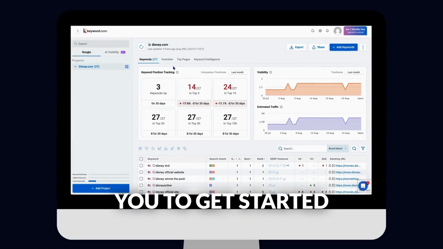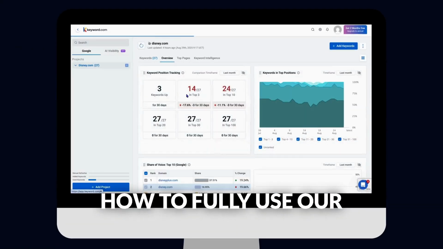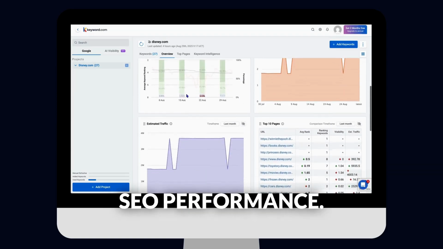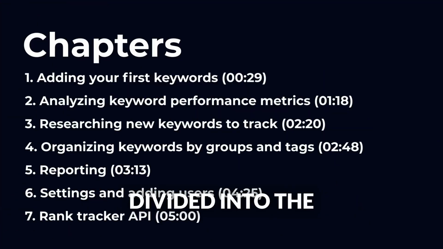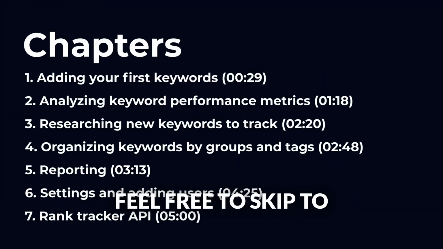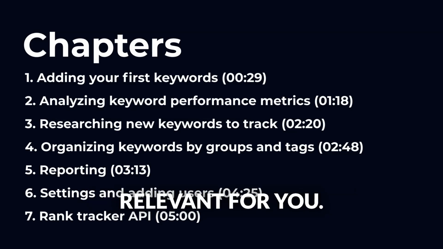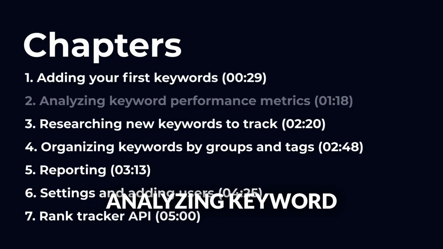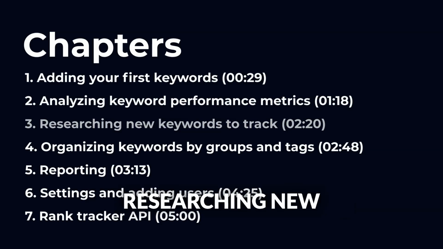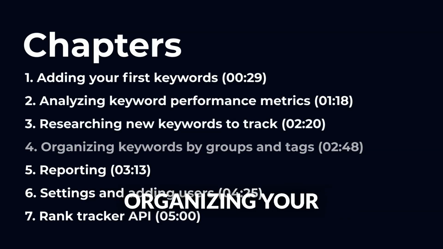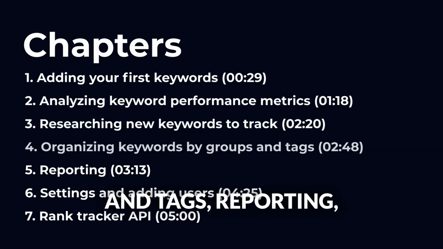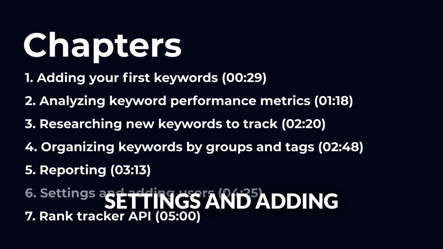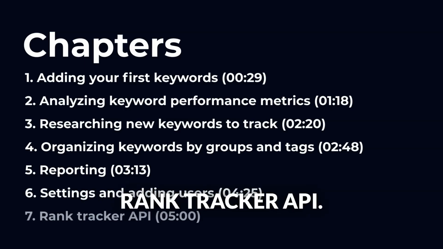This video will help you to get started and understand how to fully use our tool to track your SEO performance. This video will be divided into the following chapters. Feel free to skip to whichever is the most relevant for you. Here's what we'll be covering: adding your first keywords, analyzing keyword performance metrics, researching new keywords to track, organizing your keywords by groups and tags, reporting, settings, and adding users, and the Rank Tracker API.